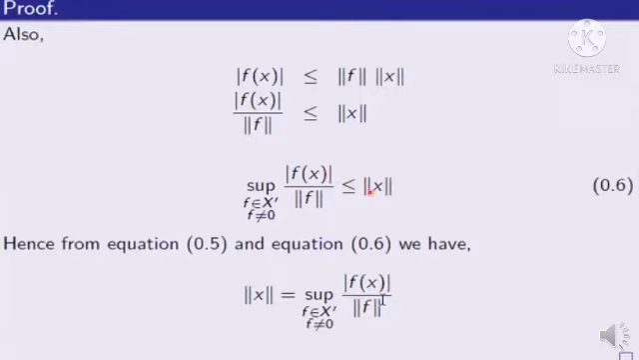So the supremum of the absolute value of f of x over the norm of f is less than or equal to the norm of x. Hence from equation 0.5 and equation 0.6 we have the norm of x can be expressed as the supremum of the absolute value of f of x over the norm of f, and hence we are done.